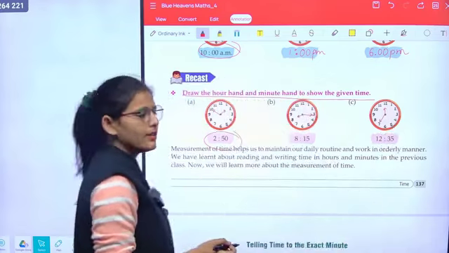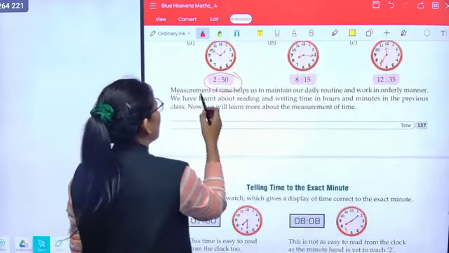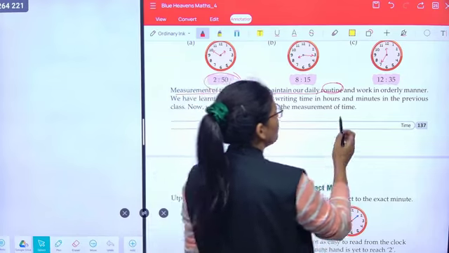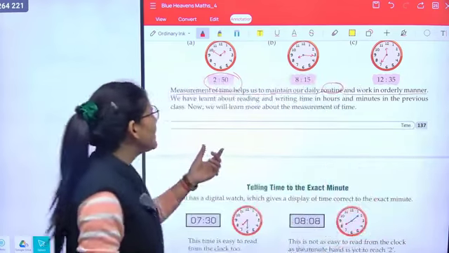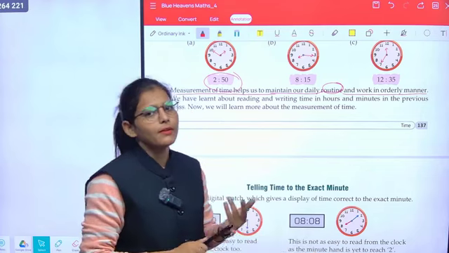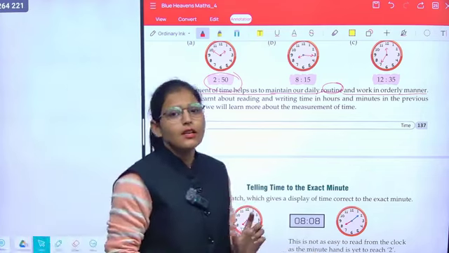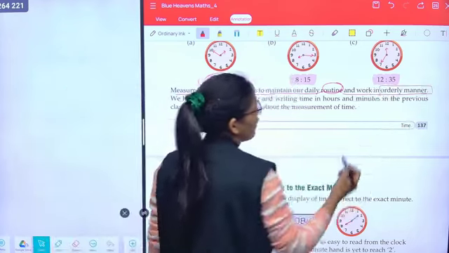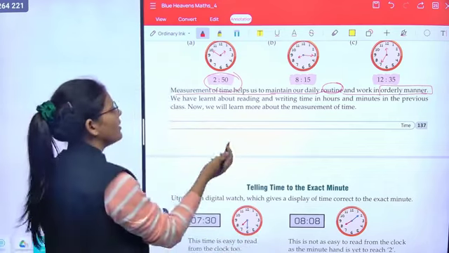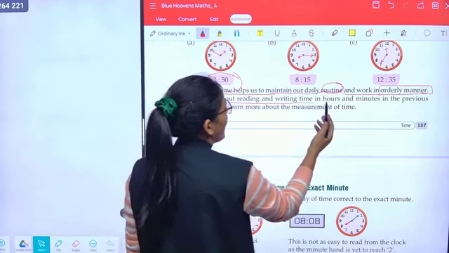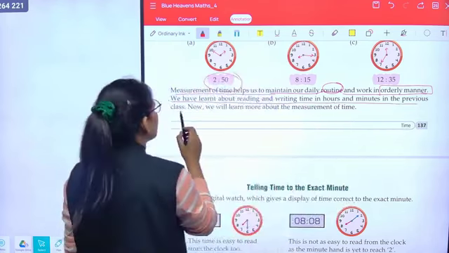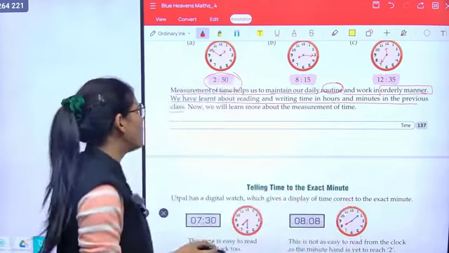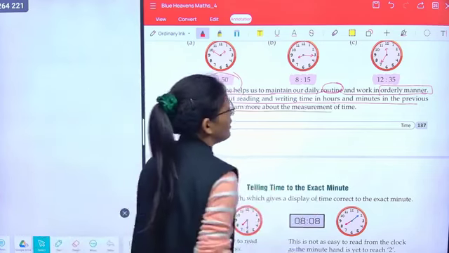Now, measurement of time helps us to maintain our daily routine and work in an orderly manner. Class, we do our daily routine according to time: what time we have to go to school, come back from school, breakfast, lunch, dinner, sleeping time, playing time. We work in an orderly manner according to time. We have learned about reading and writing times in hours and minutes in the previous class. Now we learn more about the measurement of time.